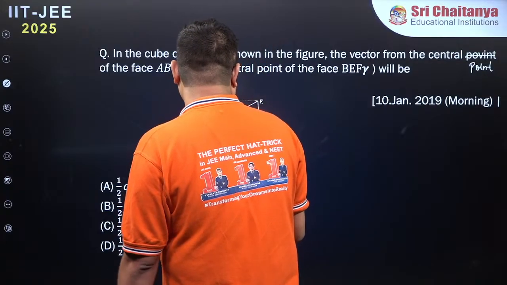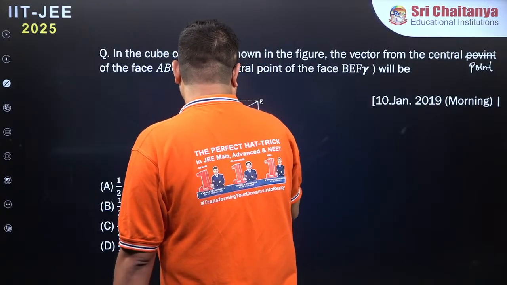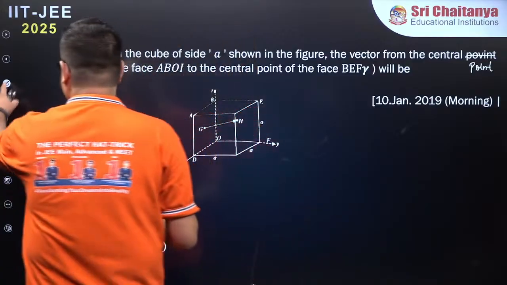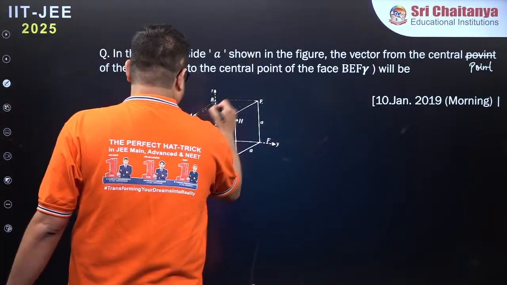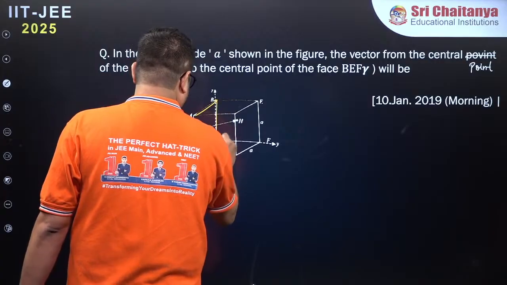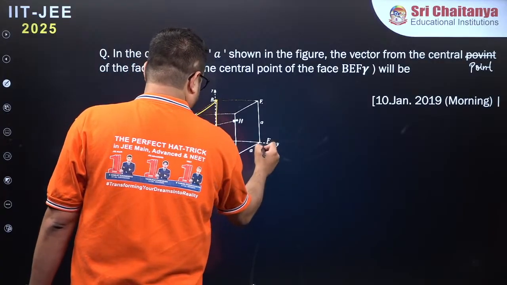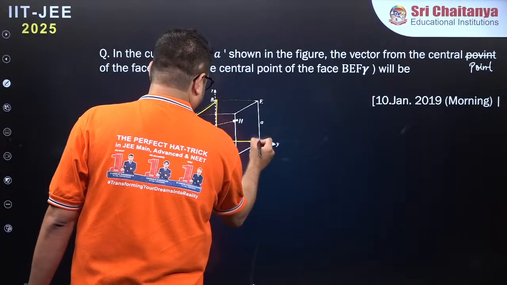Which face is it, tell me. ABOI. Somewhere over here it is going to be. This is AB, so I will just try to label this. This is AB, everyone, isn't it? This is O. And I think it's going to be somewhere over here. They are saying about this face, okay?